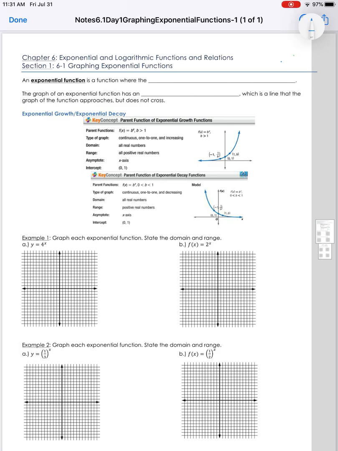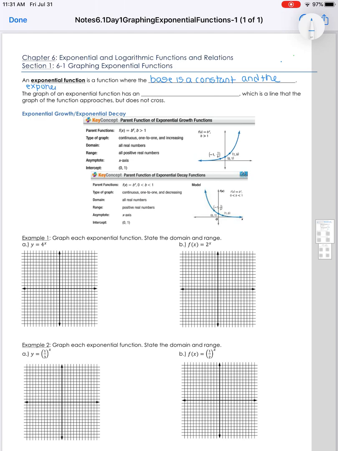All right, so chapter 6 is going to go over exponential and logarithmic functions. So we're going to start with exponential first. So an exponential function is a function where the base is a constant and the exponent is a variable.